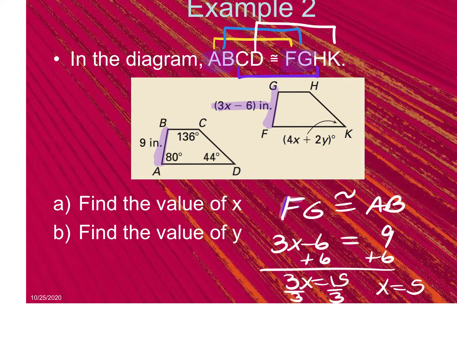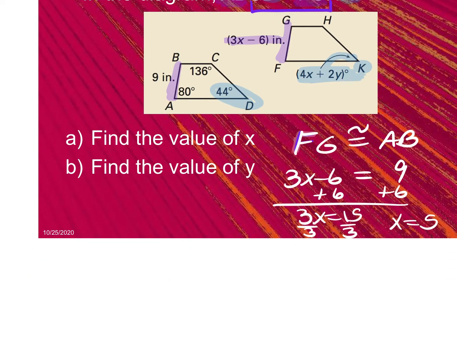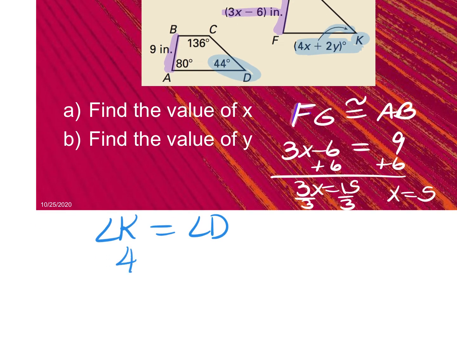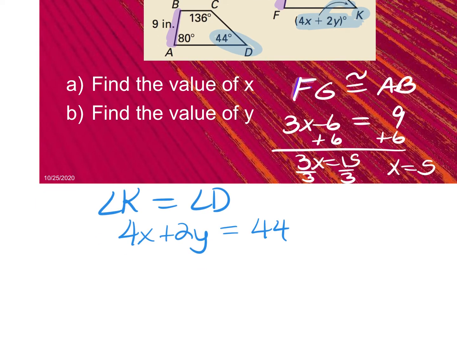All right, so here is where I can see that I have y. It's 4x plus 2y, and that's the value of K. So if I go back up to my statement, I see K is my last letter. So it's going to match with the last letter over here, which is going to be angle D. So this will be the equation that I use to solve. I'm going to set angle K equal to angle D, and angle K was 4x plus 2y, and I set that equal to D, which is 44. I now need to solve for y.